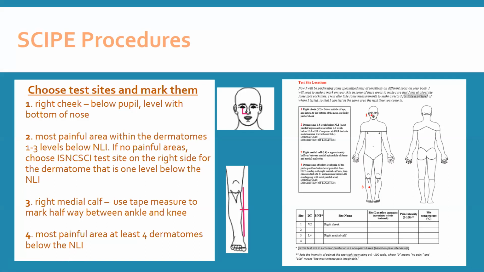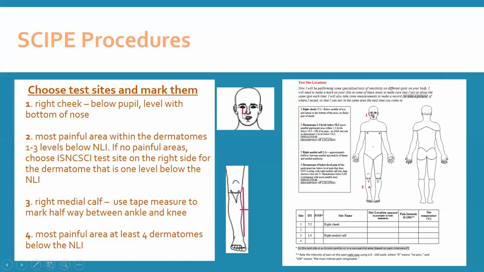So for the test sites, we need to choose the test sites. For everyone, we will be testing on the right cheek. The place that we want to test is already marked on our diagram. The place that we want to test is in the middle of the pupil. We'll line it up at the middle of the pupil and the bottom of the nose.